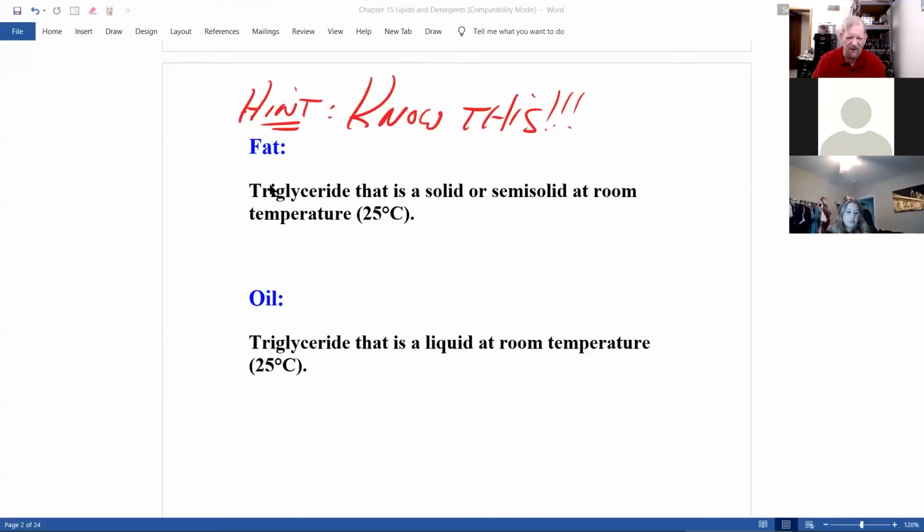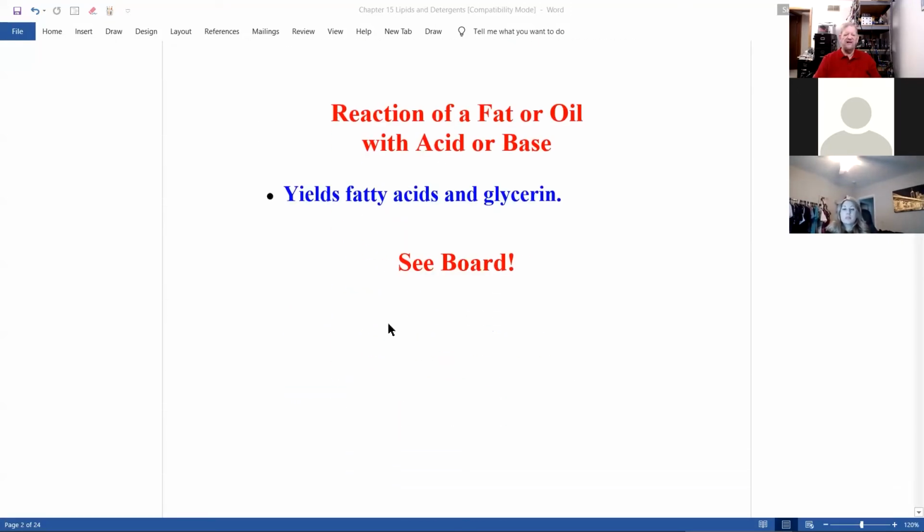Now, how many of you have ever seen a bottle of olive oil or vegetable oil or corn oil? They're liquids. That's why they call them oils. So you should know a fat is a triglyceride that's a solid or semi-solid at room temperature. An oil is a triglyceride that's liquid at room temperature. Now, I promised no new reactions. Let's talk about reactions of fats or oils with acids or bases.